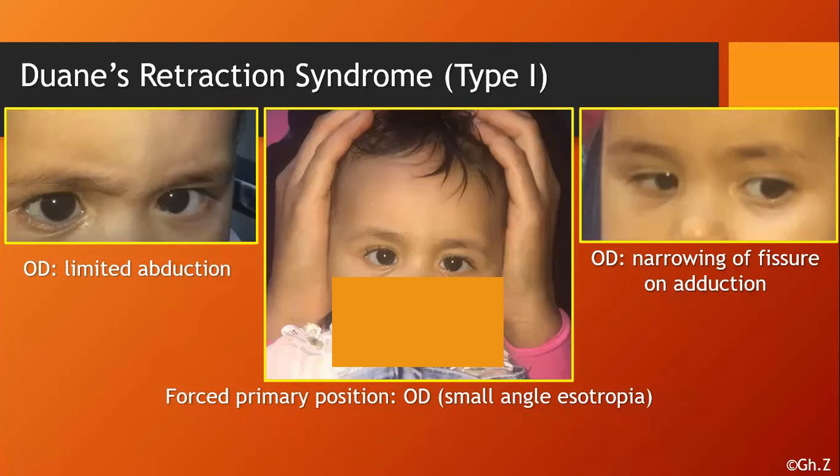We use the expression or the word small angle, large angle, because someone said before a slight angle. Kanitsky mentioned slight angle. So we use the term small angle. And here on dextroversion there is limited abduction, and on adduction or levoversion we have narrowing and normal adduction. So this is type 1.